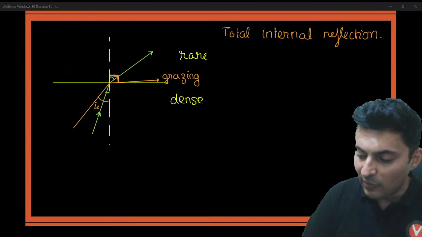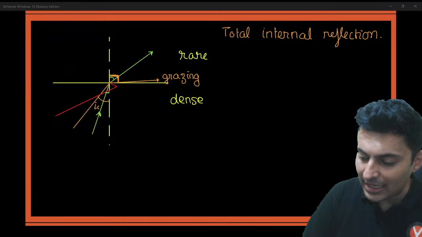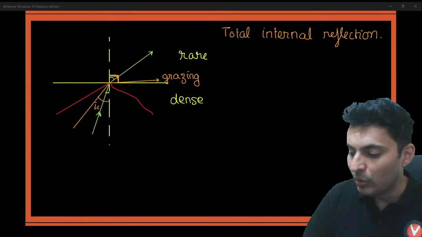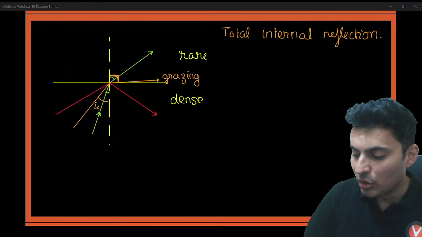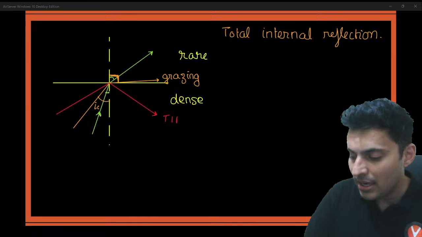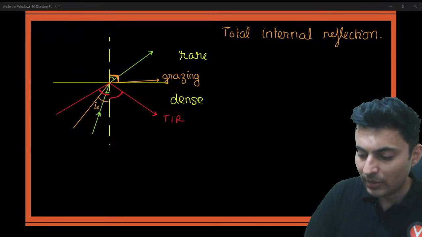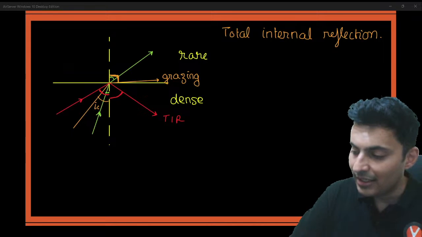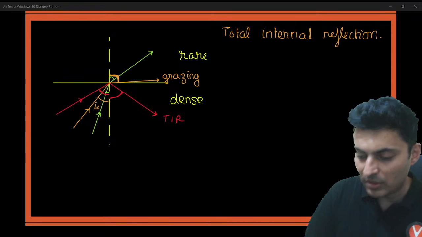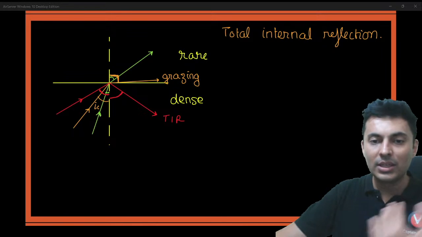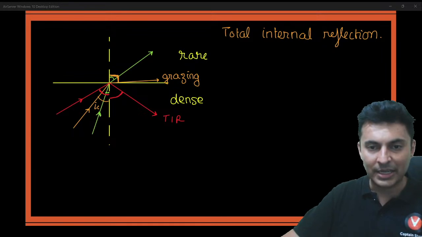And finally, when the angle of incidence is very large, it will no longer come out. It will get totally internally reflected. When the angle of incidence is more than the critical angle, it will get totally internally reflected. So it will follow the laws of reflection. It will not go on to the other side. It will come back into the same medium. Keep these things in mind.